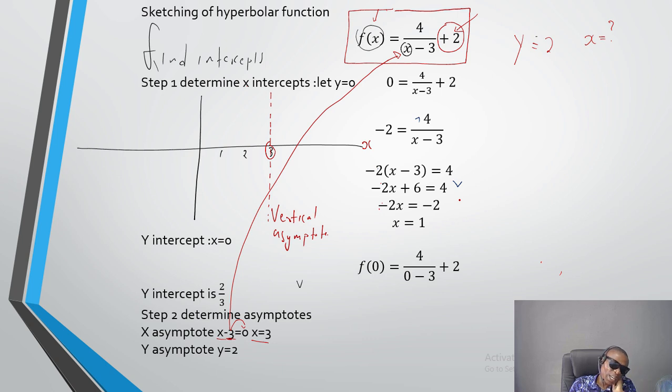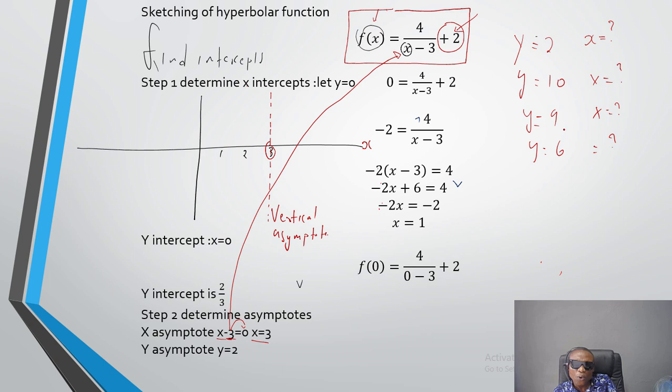Okay. Any value of y, let me just pick any value. Let me pick 5 or 4 or 10. Let me pick 10. When y is equal to 10, what is the value of x? Now, I'm going to use y equals 10. You can continue and pick different values of y and try to find the value of x.